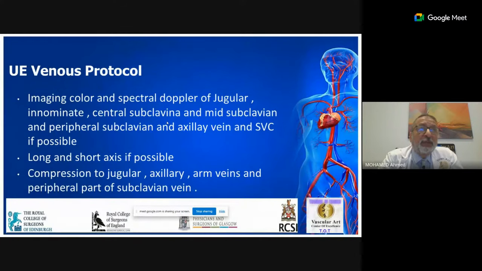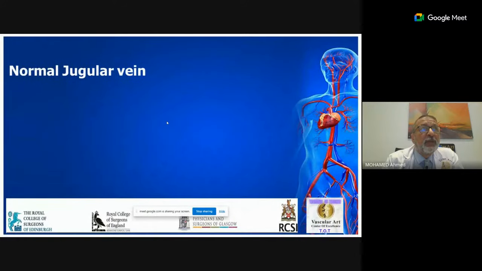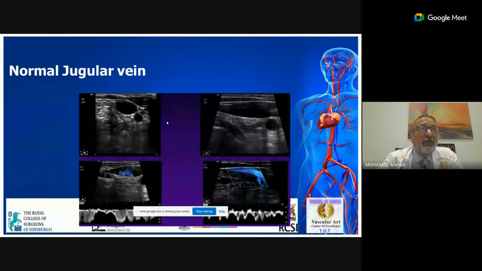Compression, you can do compression to the jugular vein, axillary vein, arm vein, and peripheral vein, but you cannot do it to the innominate vein and superior vena cava. Now, normal jugular vein, here is the picture.